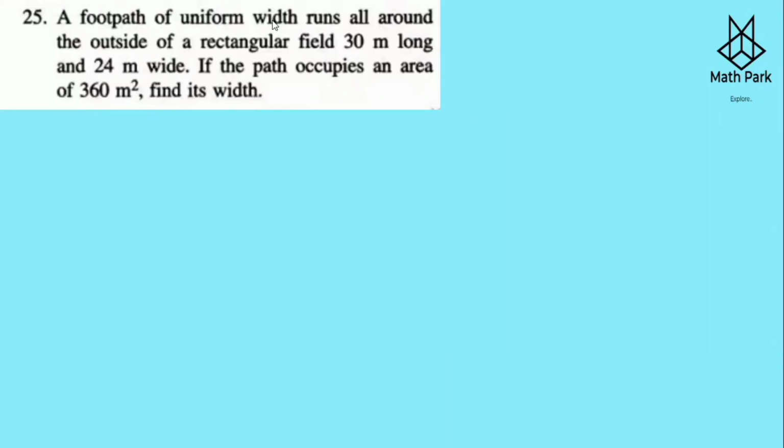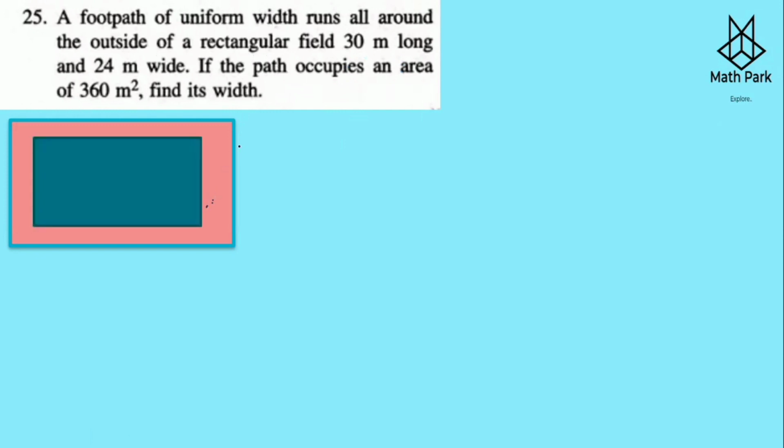A footpath of uniform width runs all around the outside of a rectangular field 30-meter long and 24-meter wide. If the path occupies an area of 360 meters square, find its width. So we are given a rectangular field and there is a path which goes around it. So this width, we need to find the width.